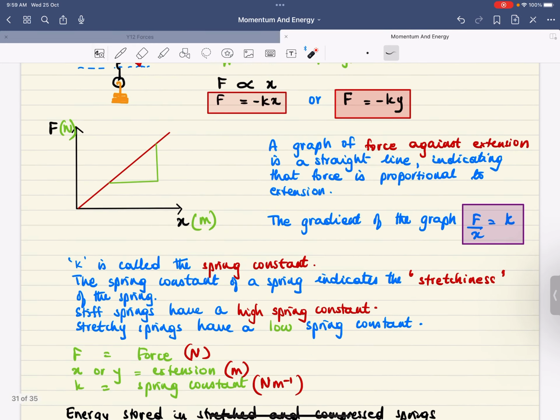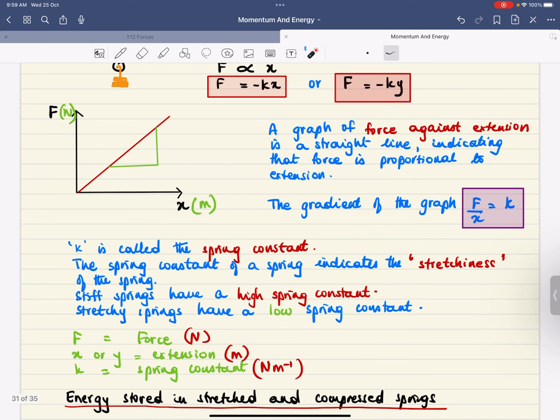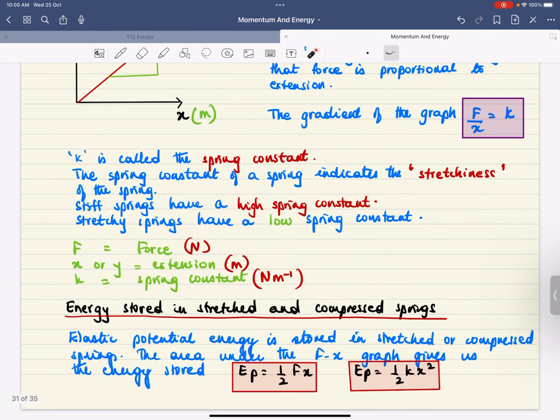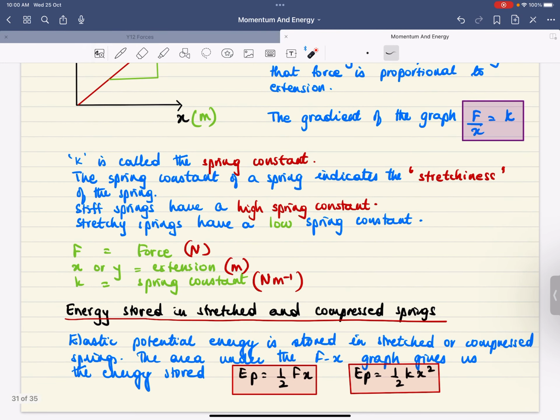And how do you find that elastic potential energy? It's actually the area under a force-extension graph, and because this is the area of a triangle, it will be half F times x. Now, because F is equal to kx, you can also write this formula as half kx squared.